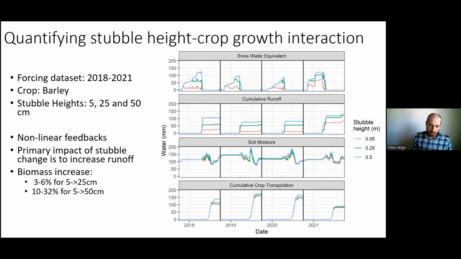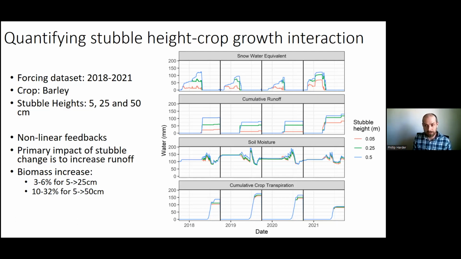And then, trying to put some numbers to it, first off, this is a subset of data looking at specifically barley from 2018 to 2021 and looking at 3 different stubble heights: 5 centimeters, 25, and 50 centimeters. Very quickly, we see things are non-linear. It's not just that you increase stubble and things increase in an exact linear response kind of way.